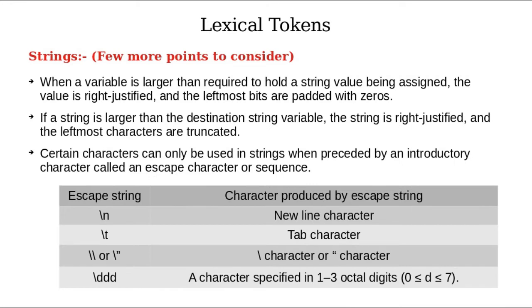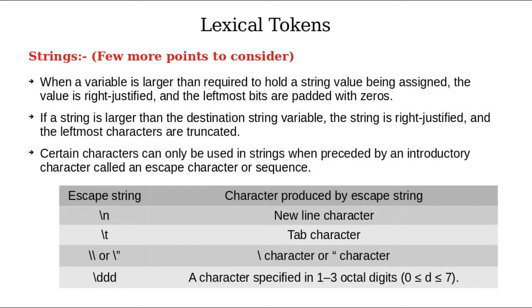There are a few more points to consider about strings. When a variable width is larger than the width calculated with the formula in the previous slide, then the leftmost bits are padded with zeros. Similarly, in the other case, leftmost characters are truncated.